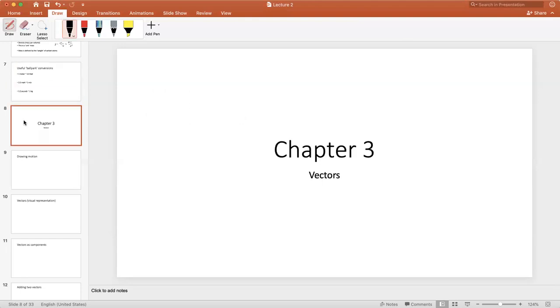So now we're going to talk about chapter 3, vectors. And this is really, really important that you understand why we use vectors, why vectors are the language of physics, and then how to turn vectors into mathematical notation so that you can use them in an equation.